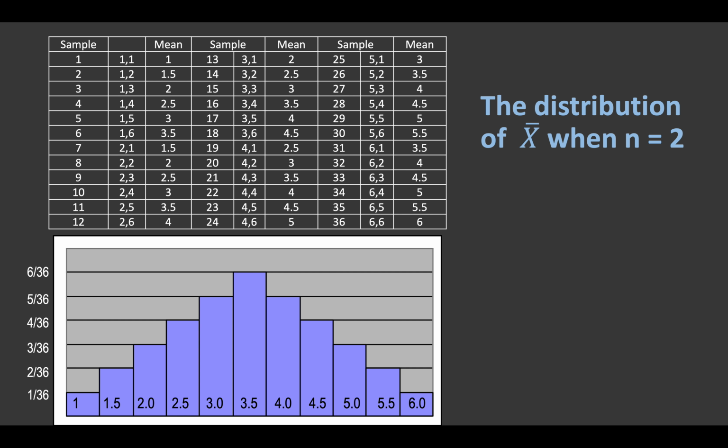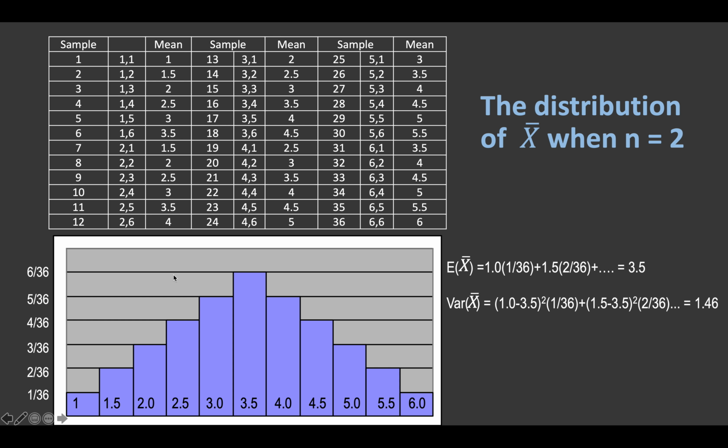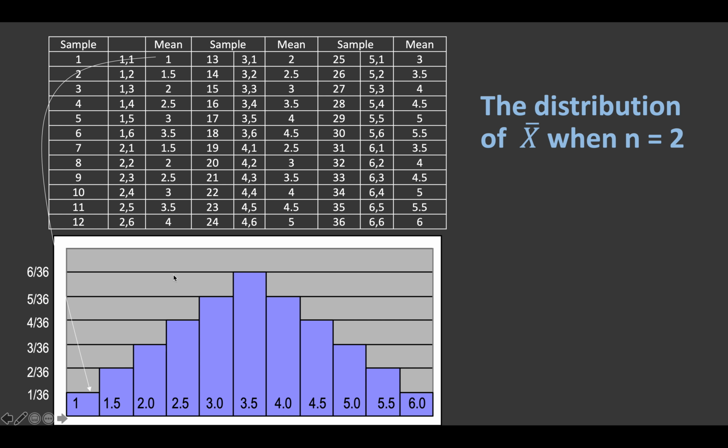Based on this, we can find out the distribution, because in this table, we know how many times 1 shows up, how many times 1.5 shows up, how many times 2 shows up, and then we can just move them here into the bar chart. The animation will show you again.